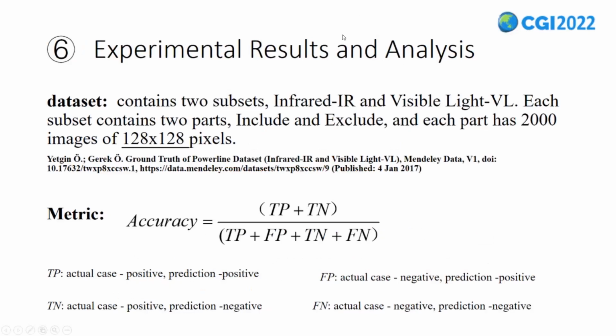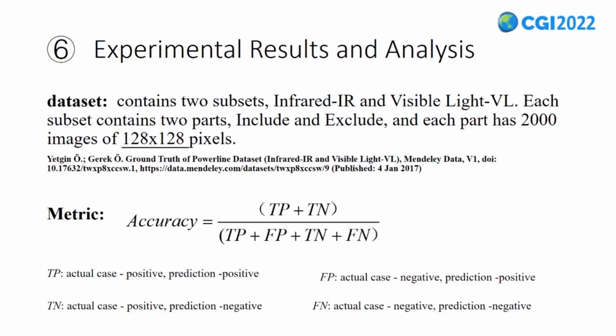So the experimental results and analysis. The data set: we can get the data set from this paper, and you can download it from the website. This contains two subsets, infrared and visible light. Each subset contains two parts, include and exclude. It means power line and non-power line. Each part has 2,000 images. So in total we have 4,000 images.